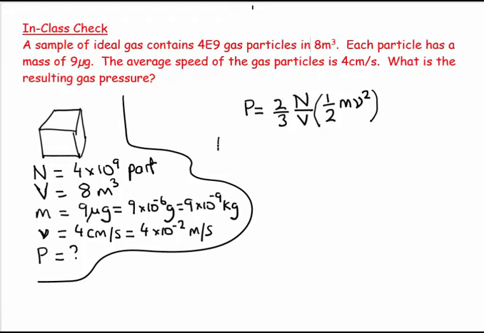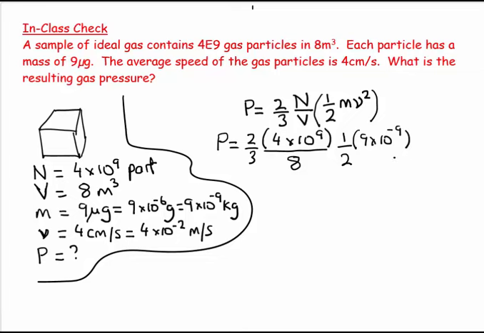So we say, well, P, the pressure, is equal to 2/3, and then this is going to be 4 times 10 to the 9, and that's going to be over 8. And then we're going to have 1/2. And then we're going to have 9 times 10 to the minus 9. And then we're going to have 4 times 10 to the minus 2. But that last whole thing has to be squared.